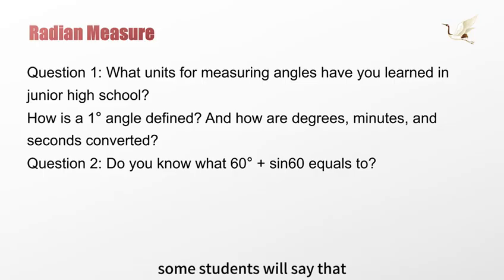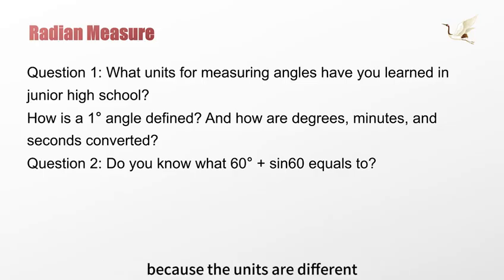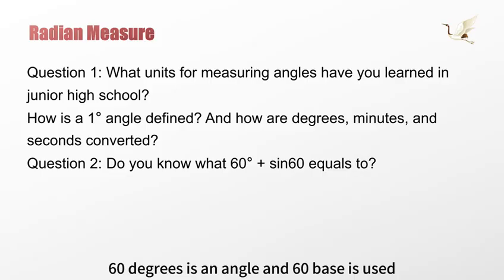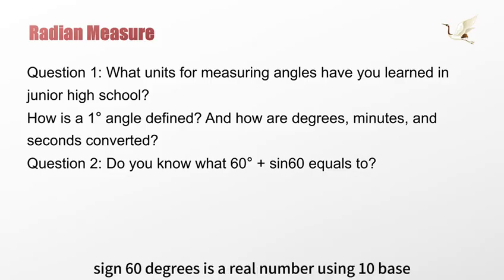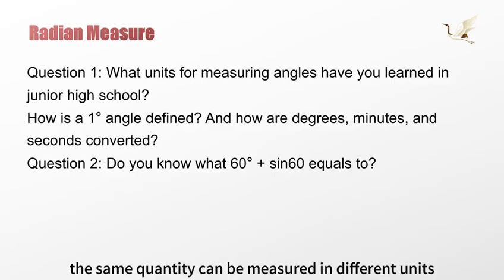Some students will say that the two quantities cannot be added together because the units are different. 60 degrees is an angle, and base 60 is used. Sine 60 degrees is a real number, using base 10. In life, different units should be used to measure different quantities. Even the same quantity can be measured in different units.